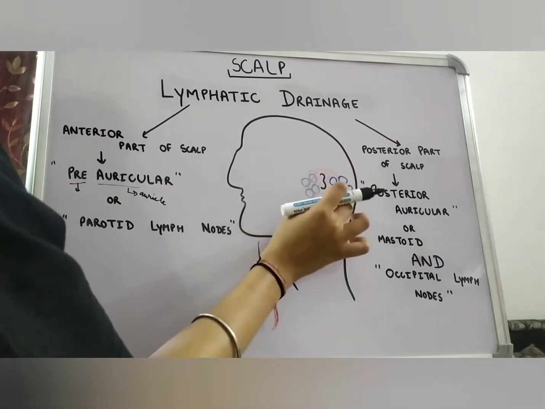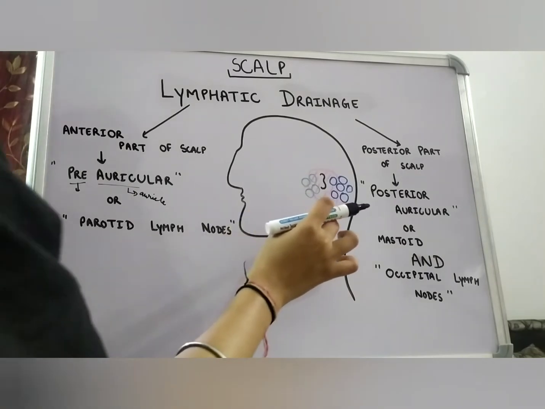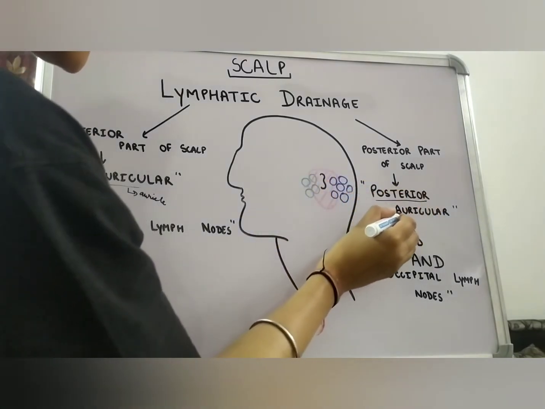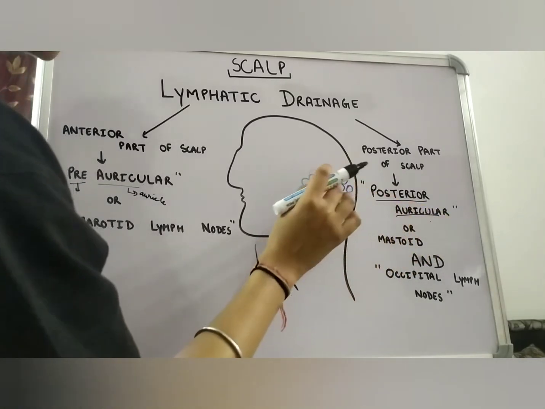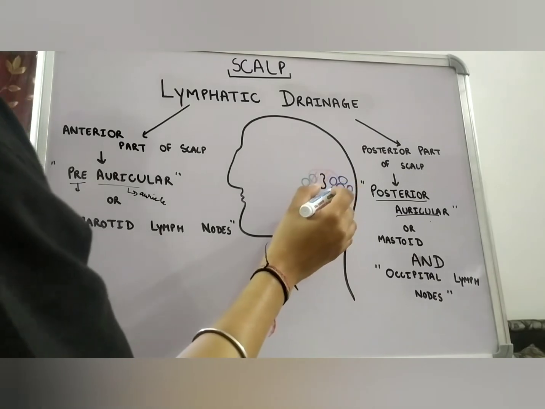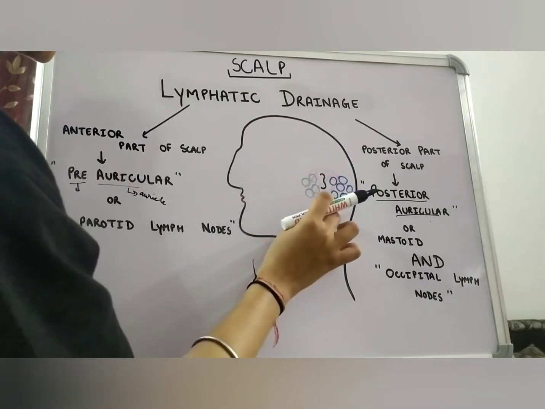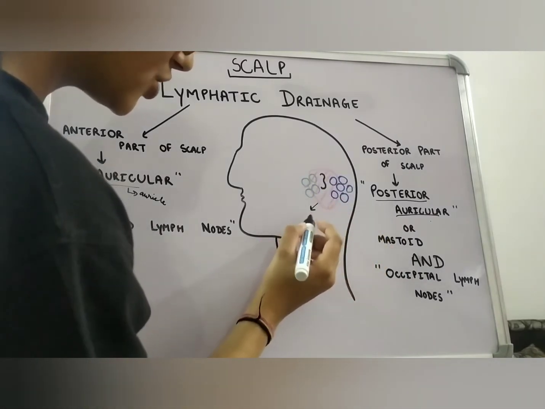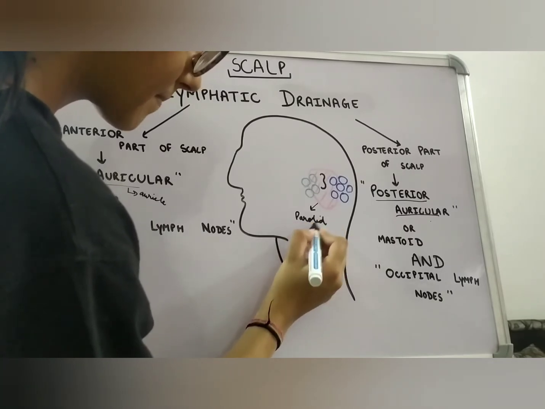While you can see another group of lymph nodes drawn with blue, these are basically posterior auricular. Posterior means behind and auricular means auricle. So the group of lymph nodes situated behind the auricle are the posterior auricular group of lymph nodes. And the structure which is drawn with red is basically your parotid gland. So this one's your parotid.